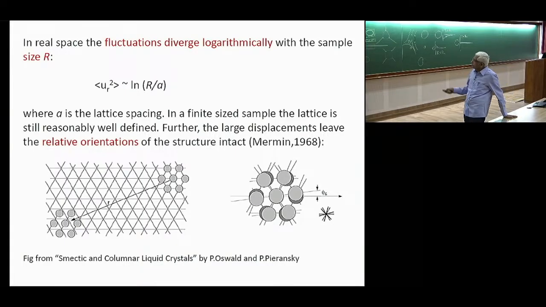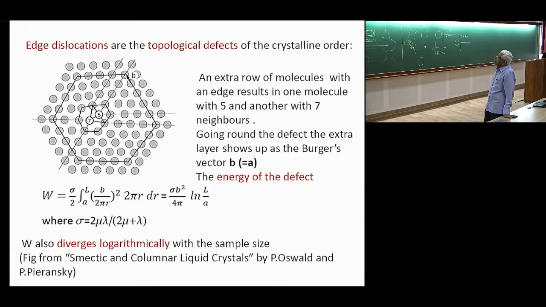Again, these figures I have taken from this book. So let me elaborate a little bit on this. Edge dislocations are the topological defects in a 2D medium. So you introduce an extra layer like this. So you have one with 5 neighbors, the other with 7 neighbors. This is an edge dislocation. So if I go around this, the energy of the defect is given by the logarithm of L by a. Again, it diverges logarithmically with the size of the sample.